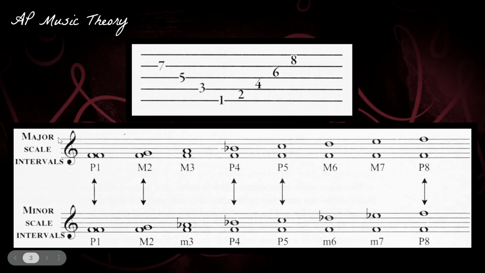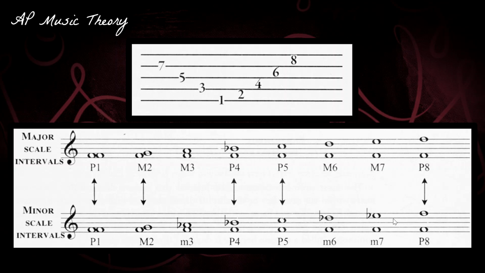So, identifying interval quality. Tip. In this guide, all perfect intervals will be labeled using the uppercase P, and major intervals will be labeled using the uppercase M. All minor intervals, which we see here, will be labeled with a lowercase m. Sometimes when handwriting, there's also a little line above the m just to differentiate.